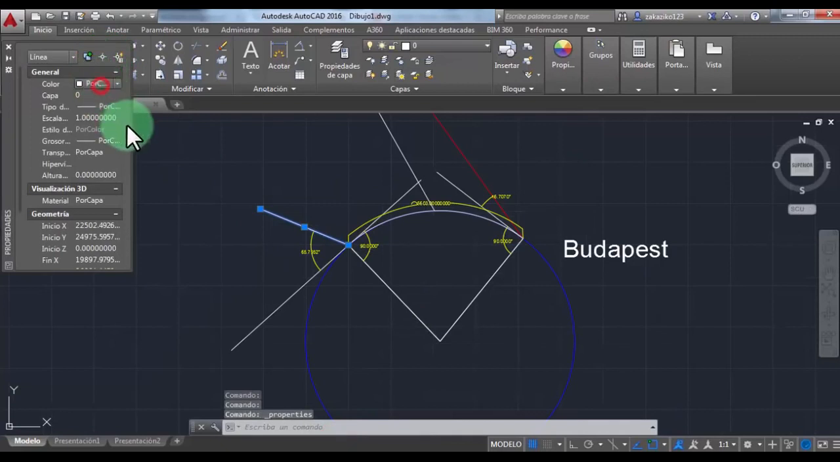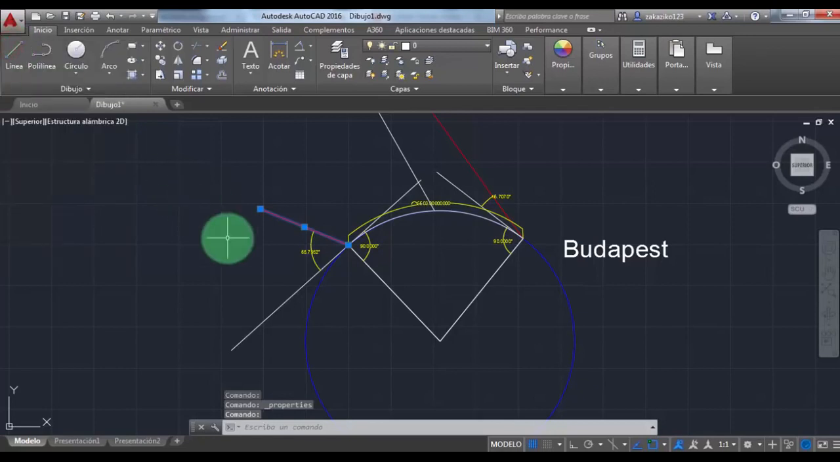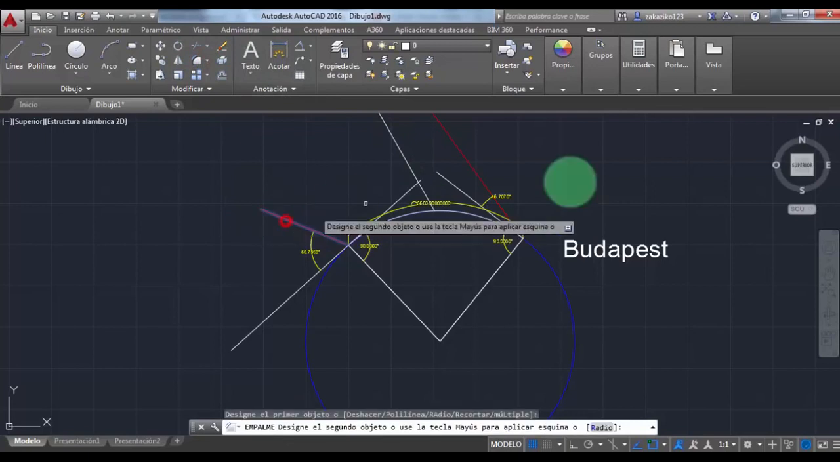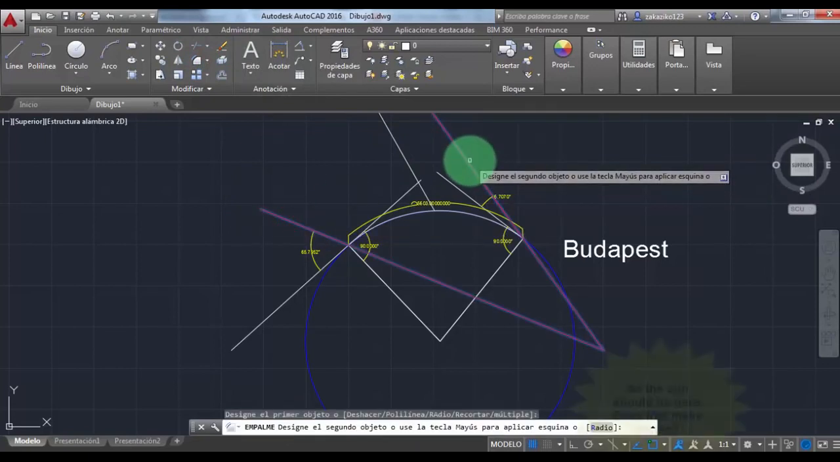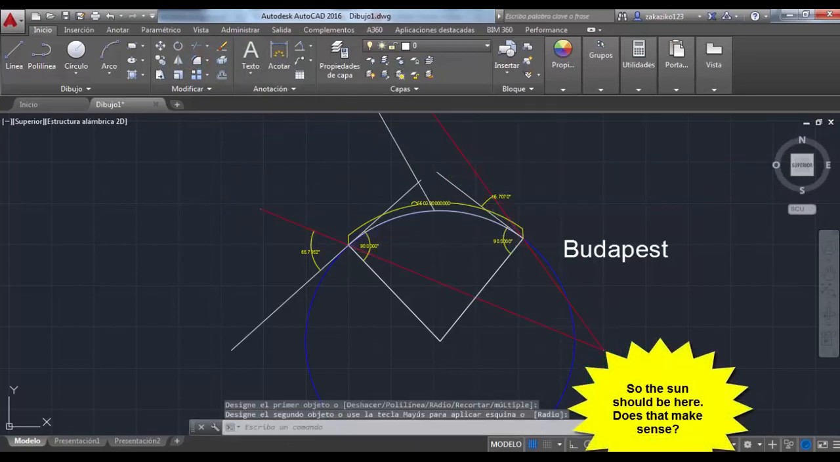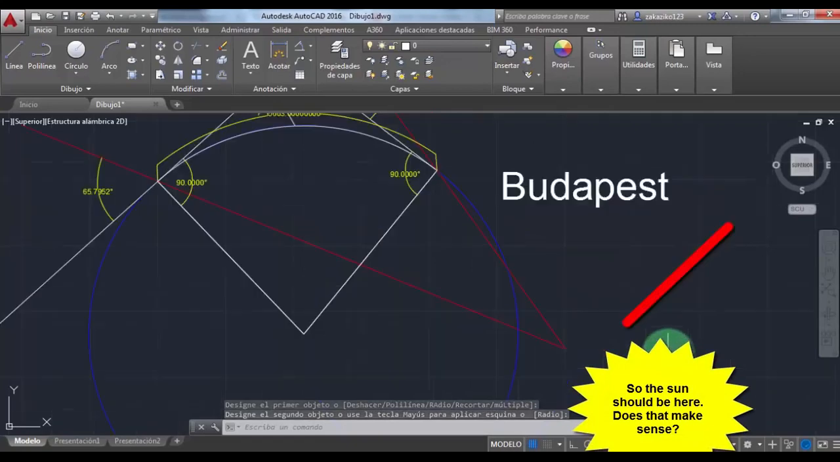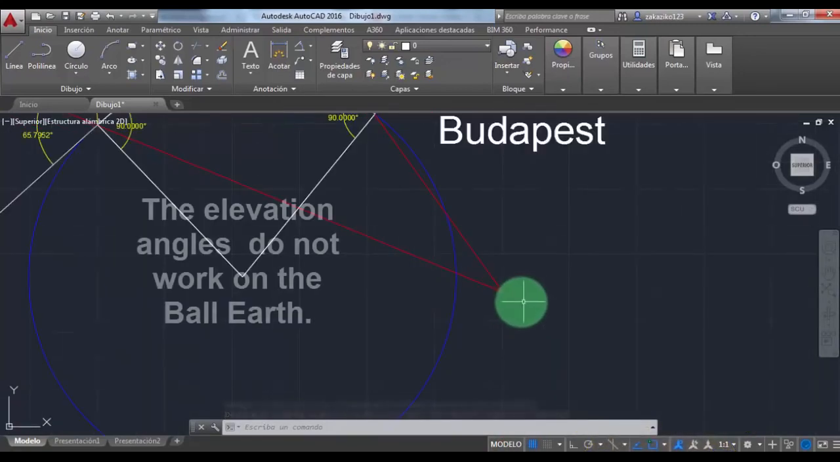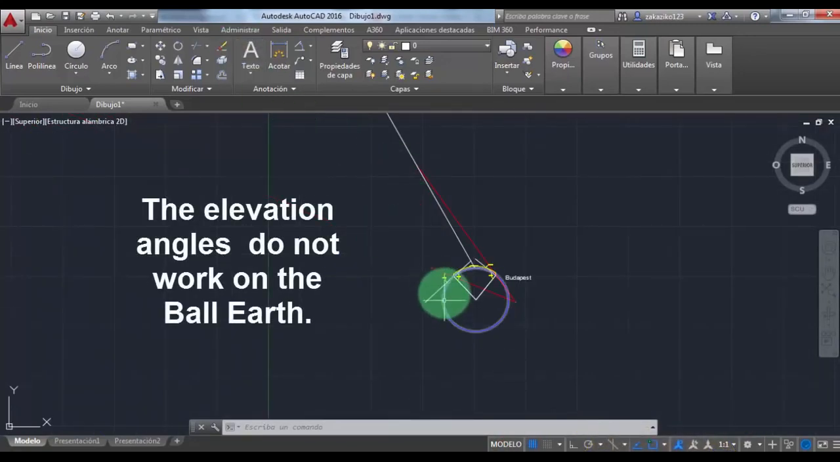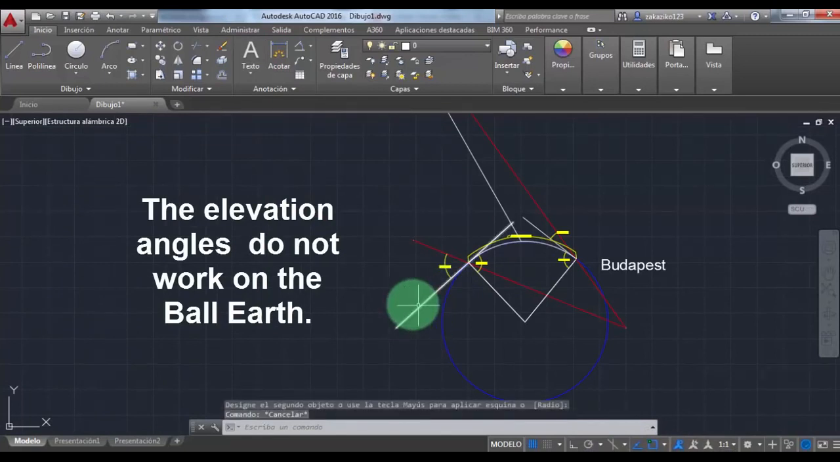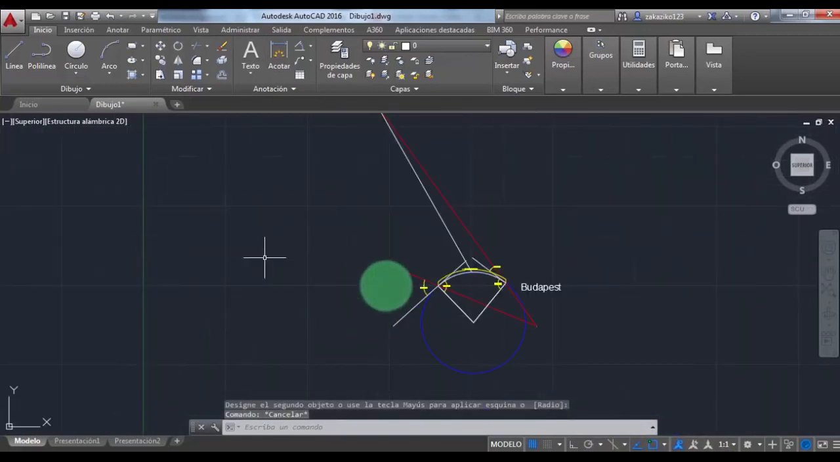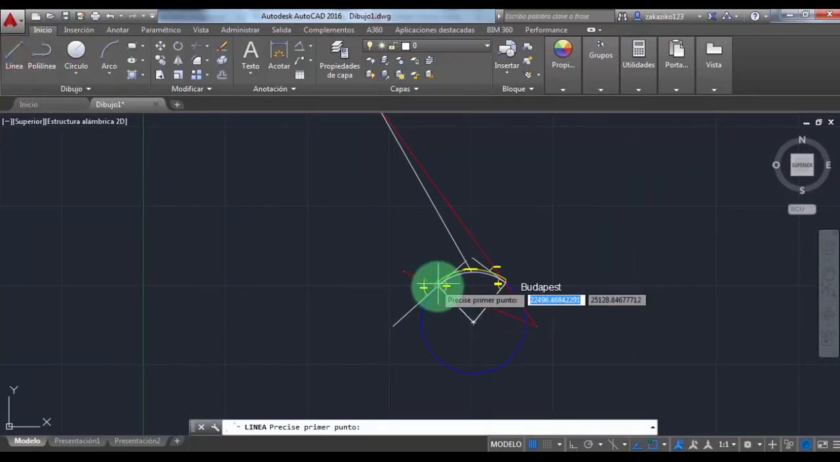Now let me change the color to red. Now let's see where these lines cross paths. So the sun should be here. Does that make sense? The elevation angles do not work on the ball Earth. Think about it for a second and you will find out that these lines will never work on the globe we think we live in.